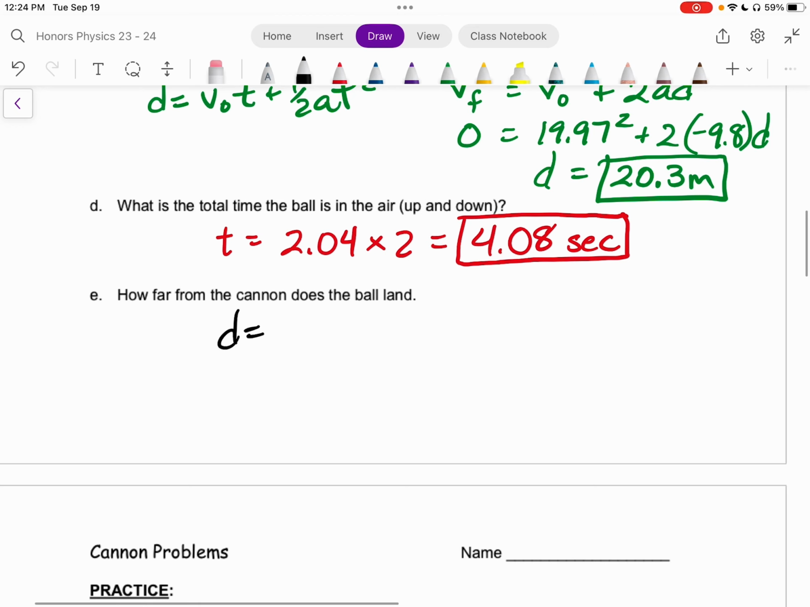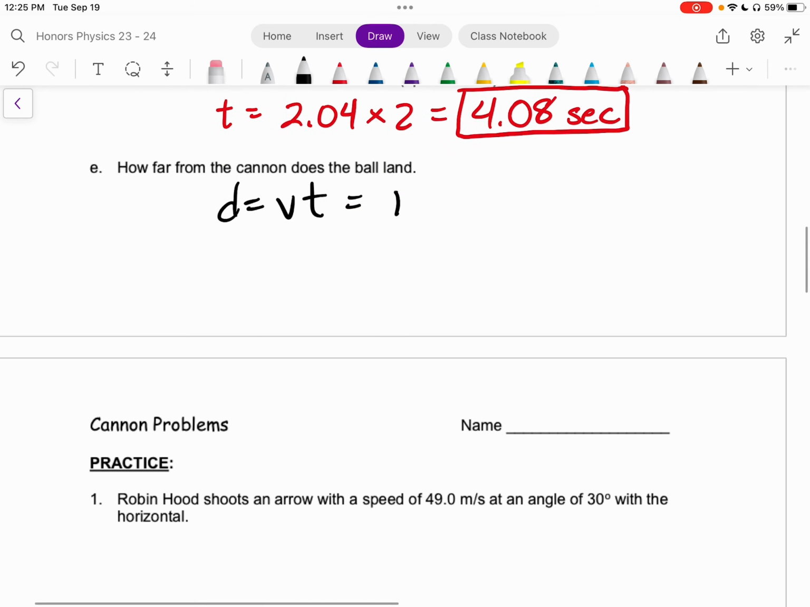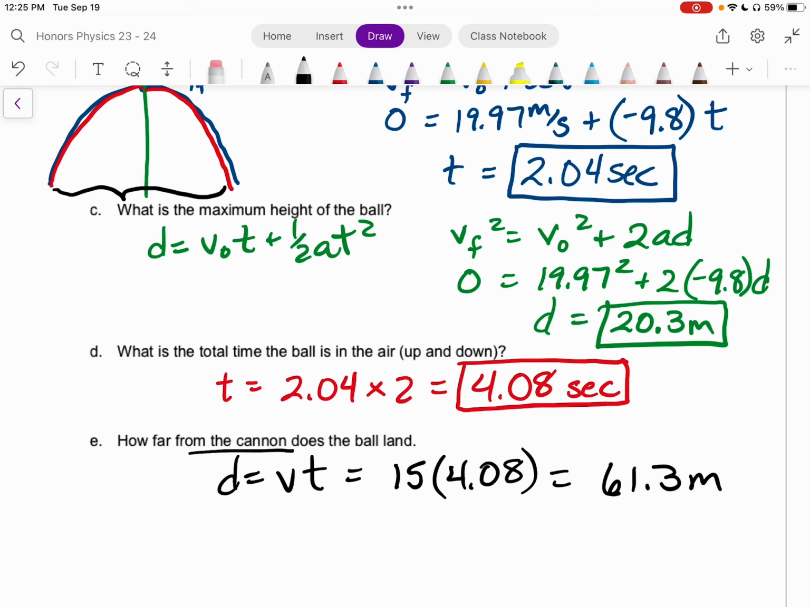So I'm going to write down the equation, d equals vt. I know that the velocity in the x direction is 15 meters per second. So 15 times. Now, because I'm looking for how far from the cannon does it land, I need the entire time, which is 4.08 seconds. 15 times 4.08 is 61.3 meters. And that's a cannon problem.